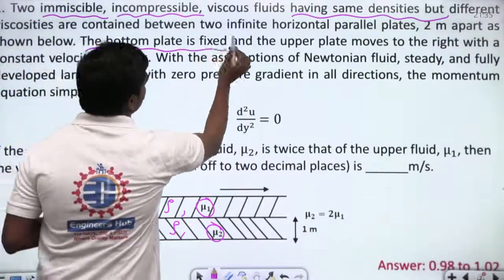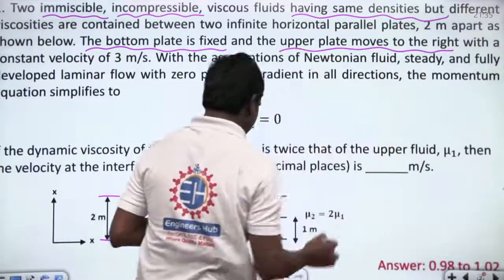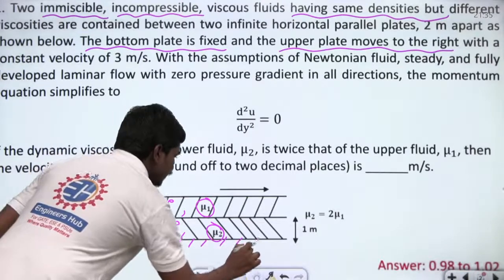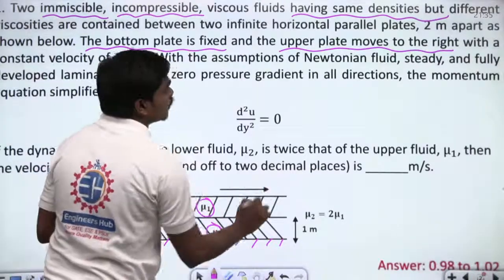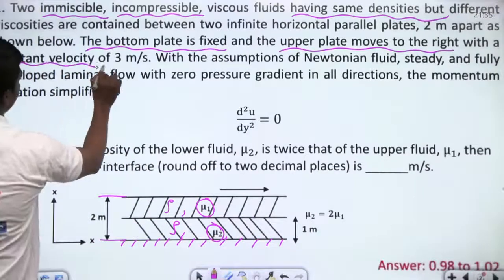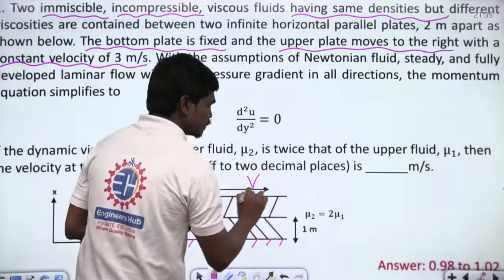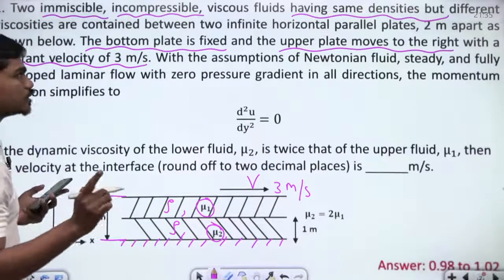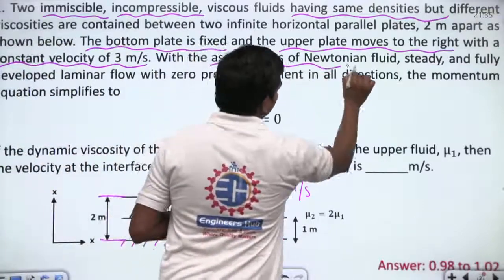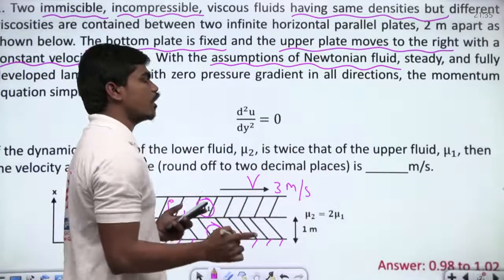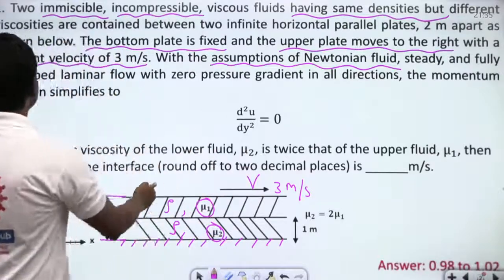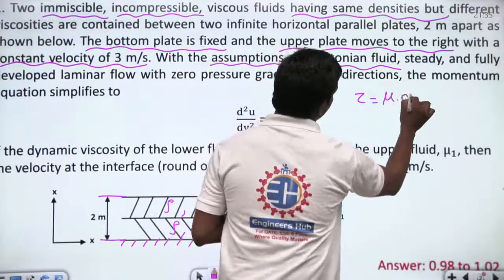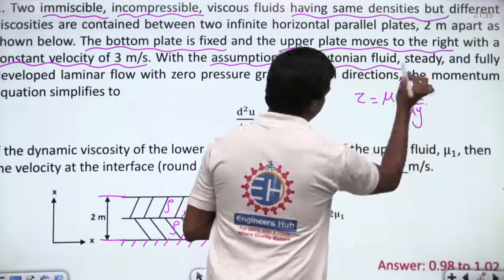The bottom plate is fixed and the upper plate moves to the right. You can see clearly here that the bottom plate is fixed. The upper plate moves right with a constant velocity of 3 meters per second. This is with the assumption of Newtonian fluid, which means we can apply Newton's law of viscosity, and if the velocity profile is taken linear, then you can apply tau is equal to mu times du by dy. This is what you can apply always, correct?